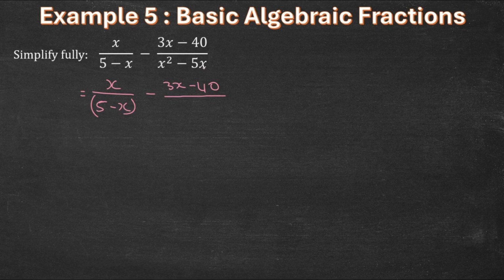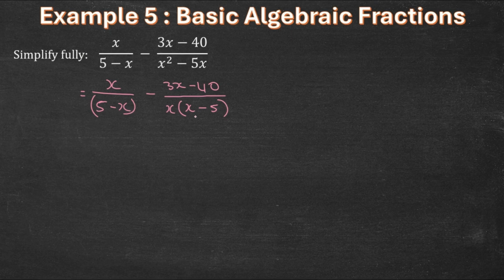What can I do with this? Yes, we can take out x as a common factor. What is left over for the bracket? x squared divided by x is x. Negative 5x divided by x is negative 5. Now it's starting to look like something. I've got 5 minus x as a denominator, and here I have x multiplied by x minus 5.